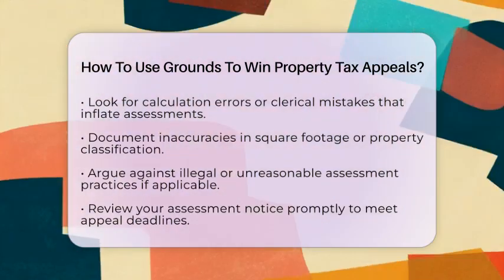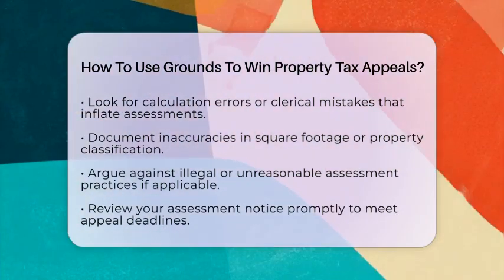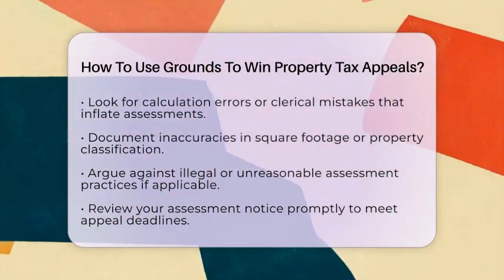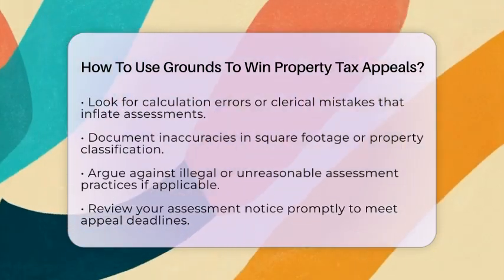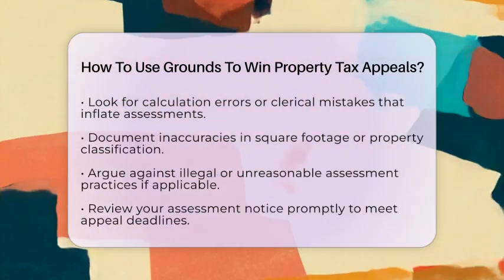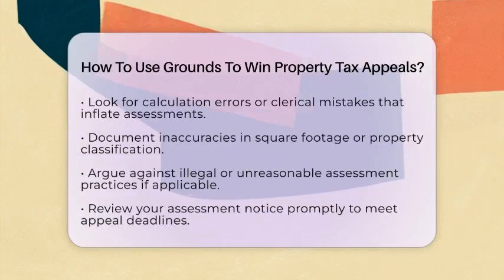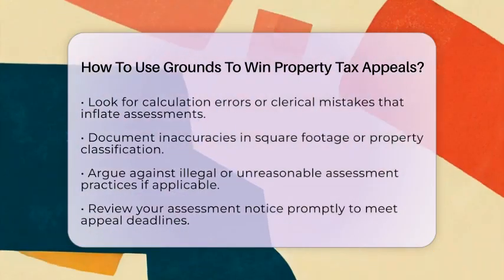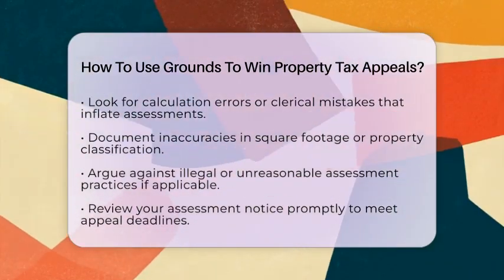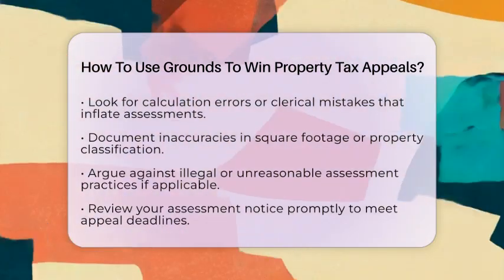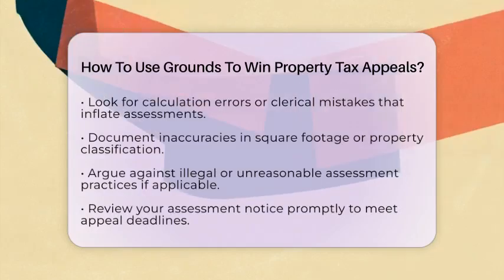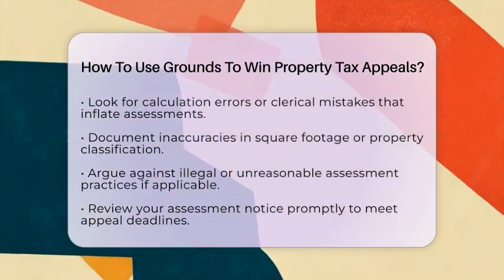First, review your assessment notice promptly. There is usually a limited time frame, often between 30 to 60 days, to file an appeal after receiving your notice. Missing this deadline can forfeit your right to appeal. Start with an informal discussion by contacting the assessor's office. Present your concerns and evidence. Sometimes, disputes can be resolved without formal proceedings.